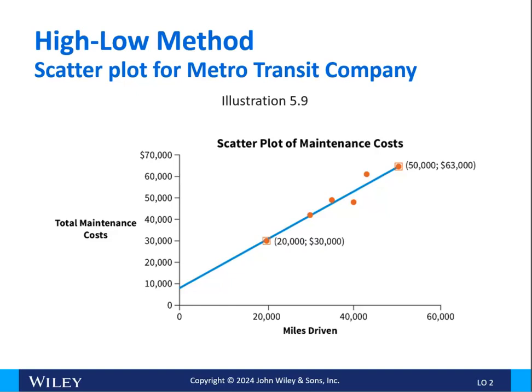And then here's just a scatter plot of the maintenance costs. So as you can see, it's not perfectly linear, but it's close enough that we say that $8,000 is the fixed and the $1.10 is the variable.